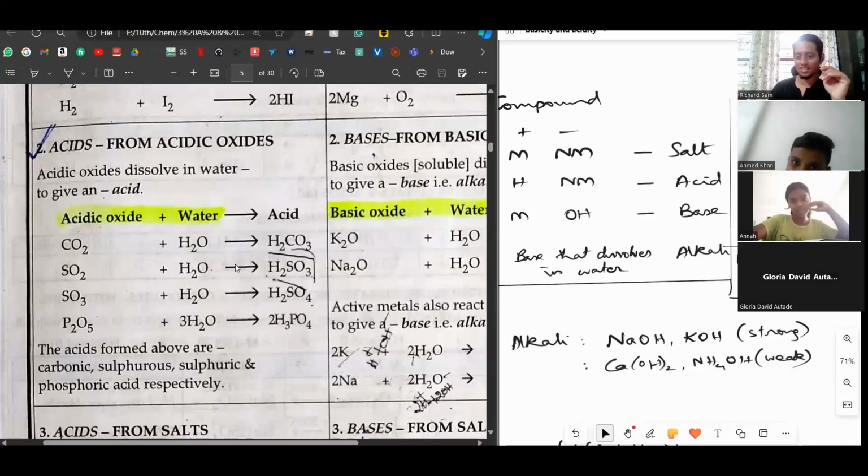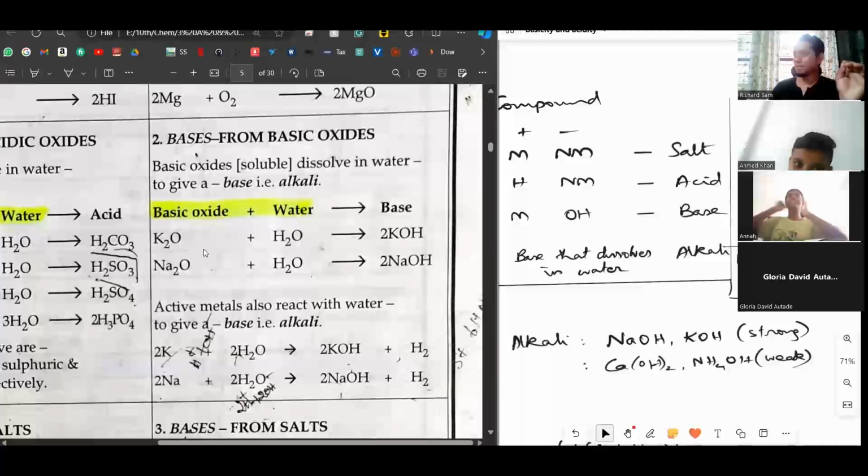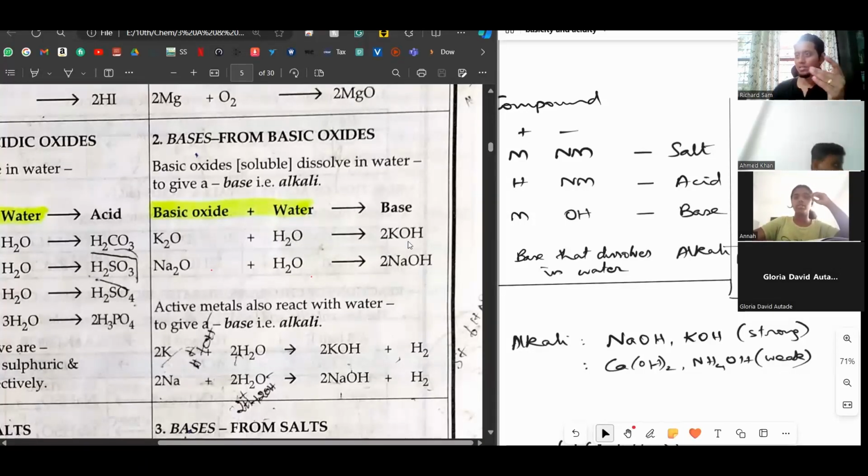Good. Okay. All right. Now coming to the right side, bases also can be produced from basic oxides. So again, these two are basic oxides. First of all, why are they oxides? Because they have oxygen. Potassium oxide and sodium oxide. Why are they called basic oxides? They form a base when you join them with water. Right. So potassium oxide plus water forms potassium hydroxide. And sodium oxide plus water forms sodium hydroxide.